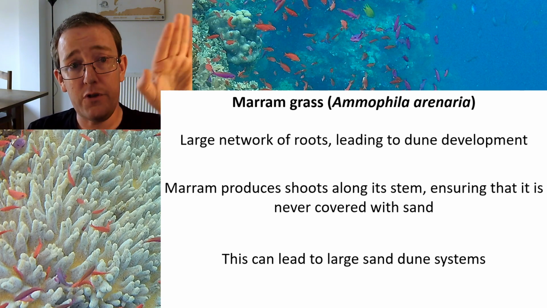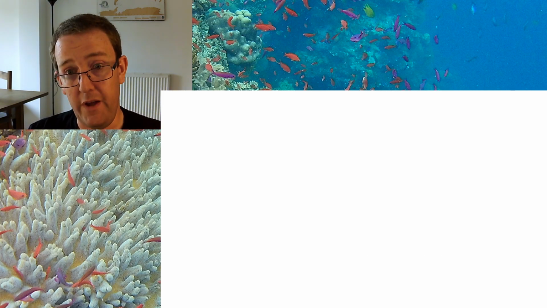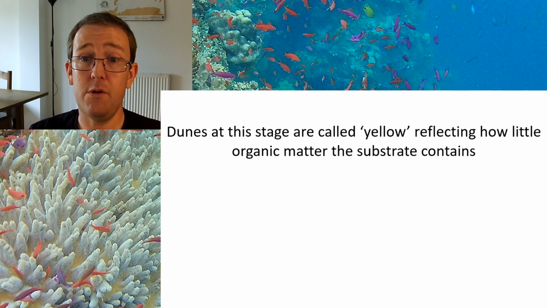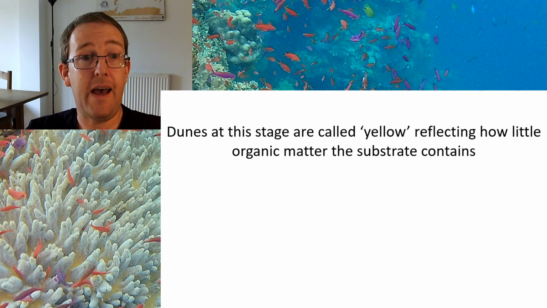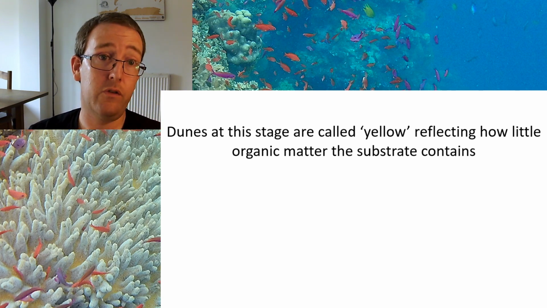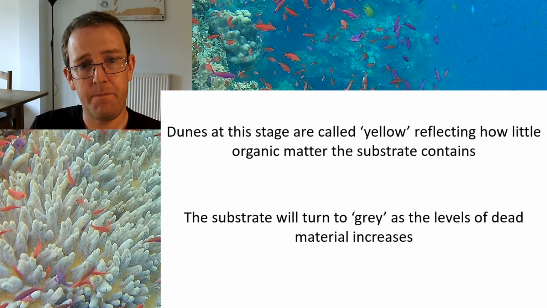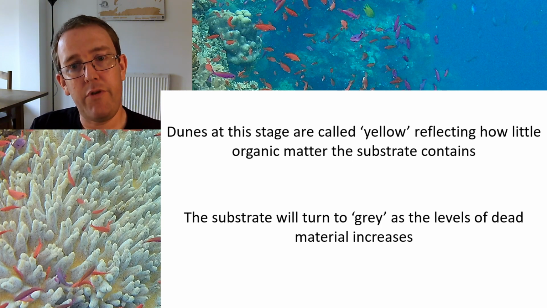Okay, so in the first, what we call dune hollow, you end up with very, very different conditions and lots of different species able to move in. So we call them yellow at this point because they're still predominantly sand. Right, so there's marram grass in there, predominantly sand. They haven't got very much organic material in them. As things break down and rot, it starts to look more like soil. So the colour of the dunes gets darker as you go back. Okay, so the substrate will eventually turn grey as levels of dead material increase.